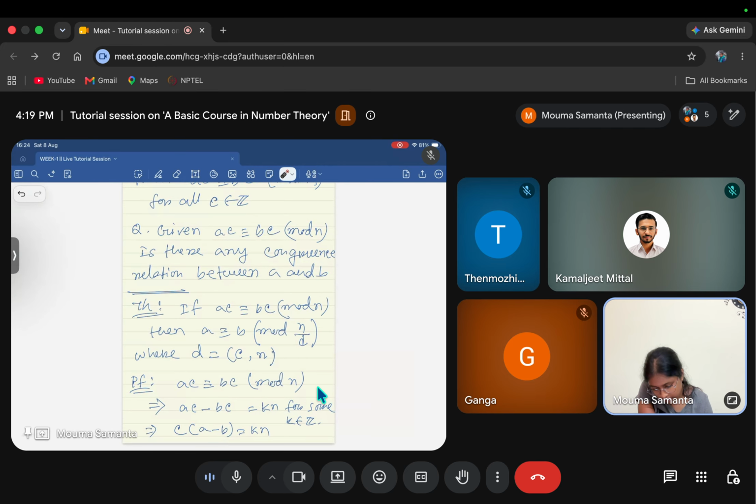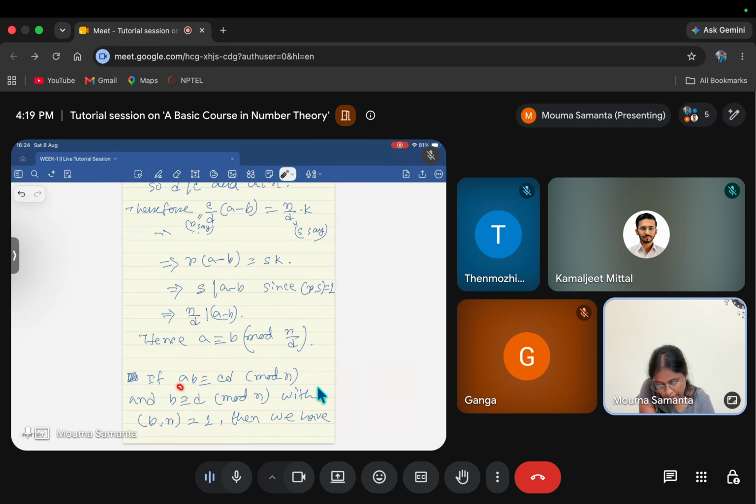Here we are taking ab is congruent to cd, and also taking b is congruent to d. Then we are asking under which condition a will be congruent to c. So the required condition is GCD of b, n has to be 1. Then we can say a is also congruent to c.